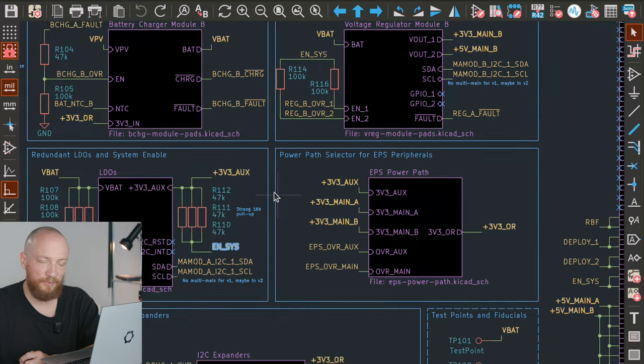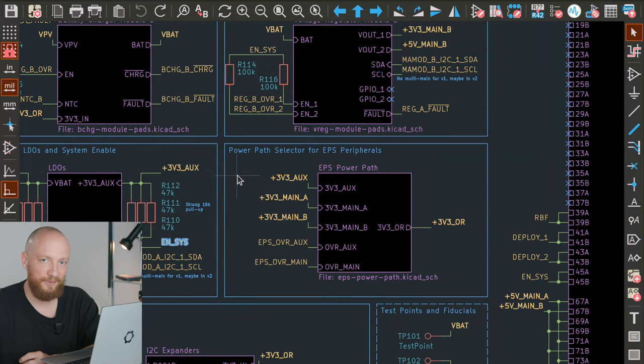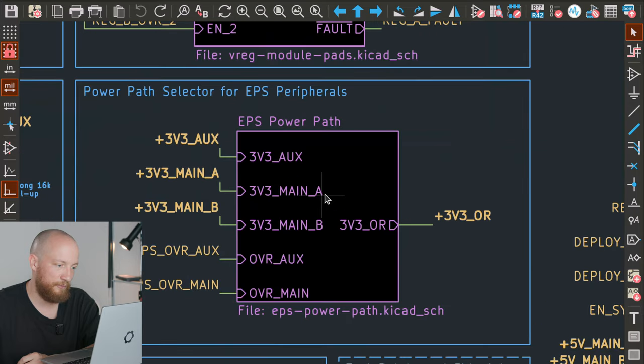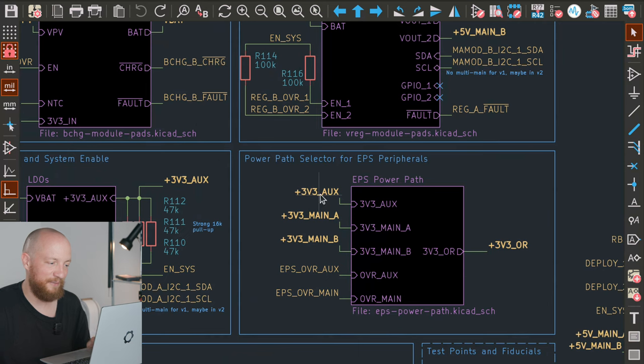So because they are much more efficient, we would also like to use their output to run the stuff on the EPS itself. If we don't need to use the LDOs, I would like to avoid using them too much because of their inefficiency. To switch the power for the EPS itself, we have this sheet here. So it takes in the 3.3 volts from the LDOs and from the switching regulators, along with, if needed, manual overrides, and then puts out the right 3.3 volts.